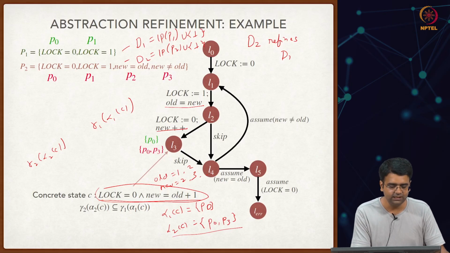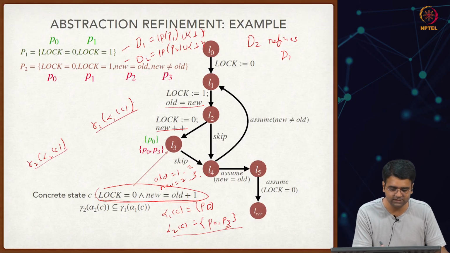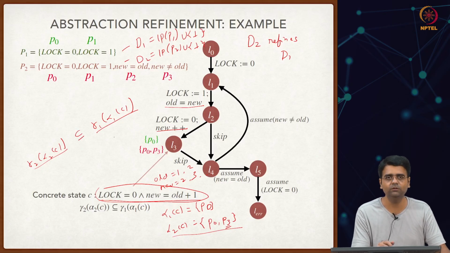While in any state in gamma 2 of alpha 2 of C, the value of new and old is constrained to be unequal, because alpha 2 of C contains the predicate P3, which says that new is not equal to old. Therefore, any state in gamma 2 of alpha 2 of C is also present in gamma 1 of alpha 1 of C, but the reverse is not true, because there are states in gamma 1 of alpha 1 of C where the values of new and old are equal, but those states are not present in gamma 2 of alpha 2 of C. So gamma 2 of alpha 2 of C is a subset of gamma 1 of alpha 1 of C, and hence this is an example of abstraction refinement.